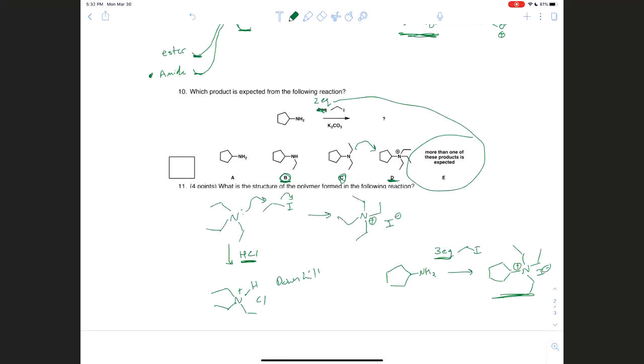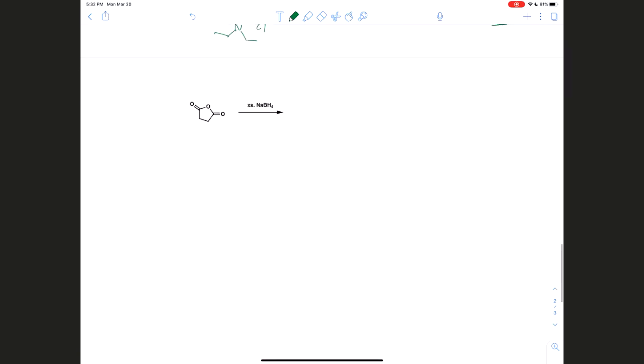Okay, so now I'm going to go back to, I think, 12A. So in class, at the beginning, we mentioned that we have an anhydride. Anhydrides can react with sodium borohydride, and they will react to give, after workup, an alcohol and a carboxylic acid.